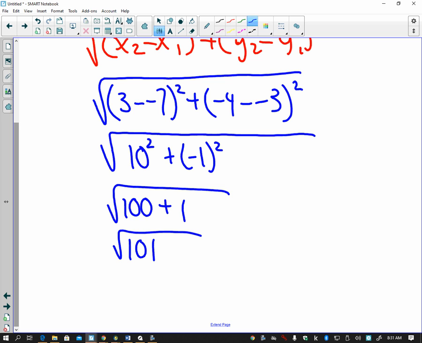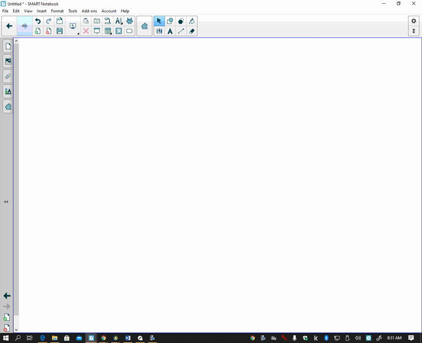Okay? Can I break that down at all? Or will it just stay like that? Probably stay like that. I think 101 is a prime number anyway, so it's just going to be the square root of 101. Okay? Now, if that had said 100, right, the square root of 100, what would my answer be? 10. Okay? All right, what are we ready for? 4?